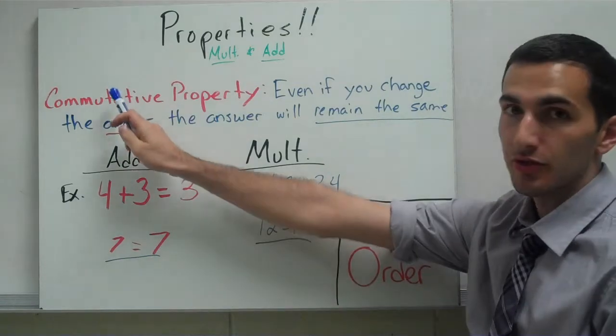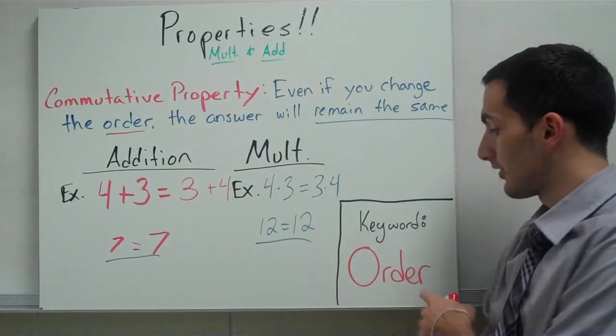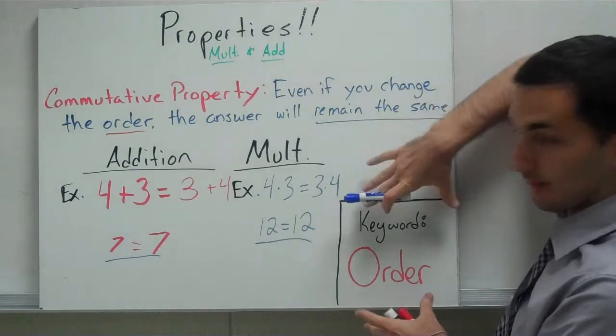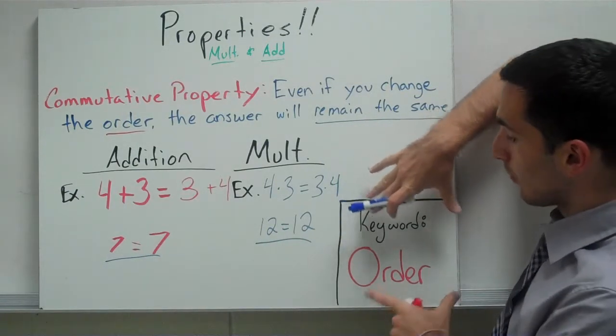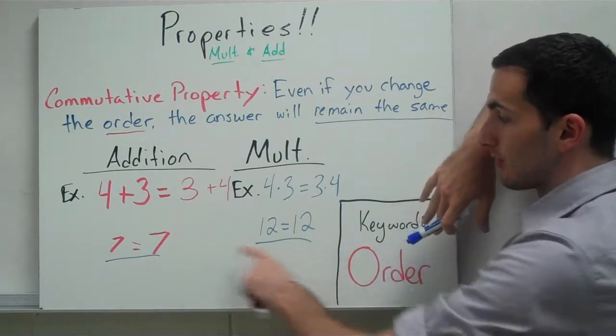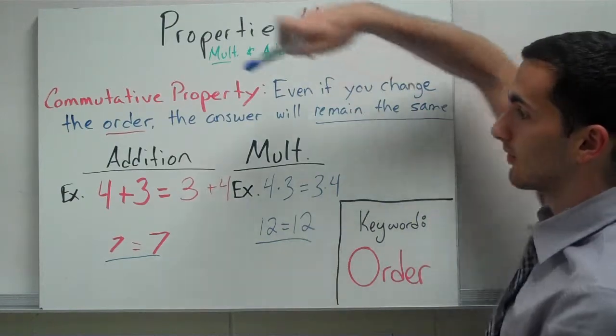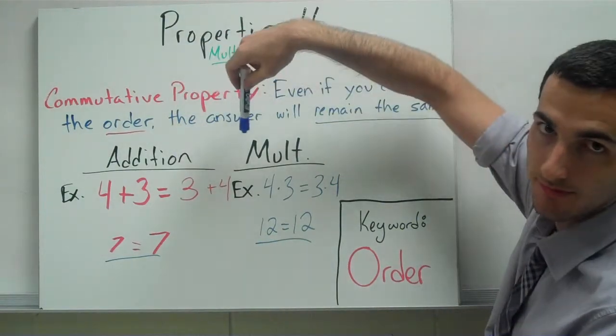And the best way to remember the commutative property is our key word down here. The key word is order. Okay? Doesn't matter what the order is, your answer will always be the same, as long as you're adding or multiplying.